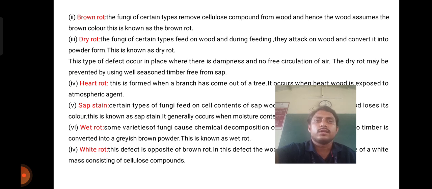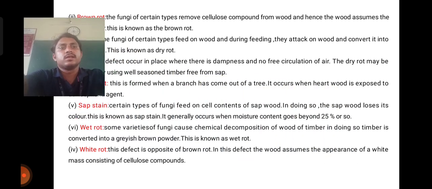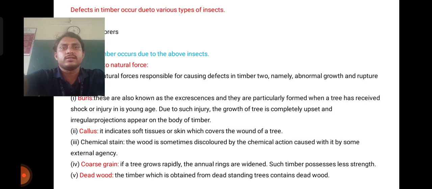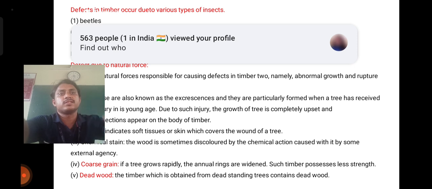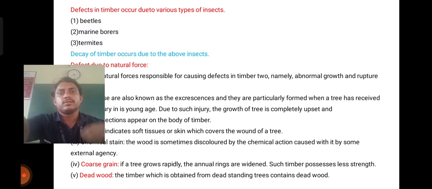See, not only dry rot, wet rot and brown rot, but some other defects are also produced in timber structures. So let's see the remaining defects in timber structures. Not only fungi attack timber structures, the remaining defects are beetles, marine borers and termites. So this is also one of the major defects in timber structures.